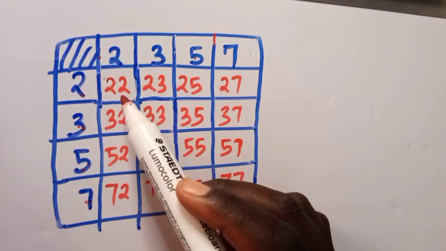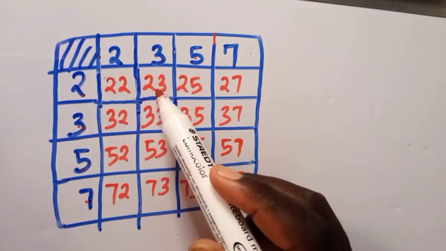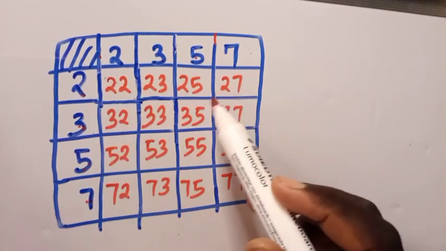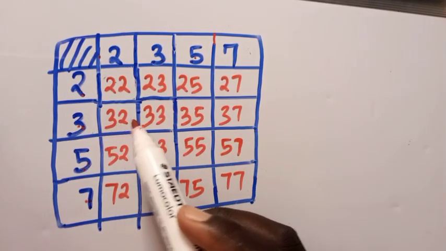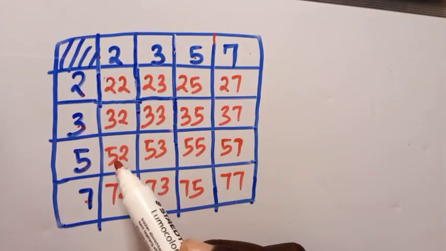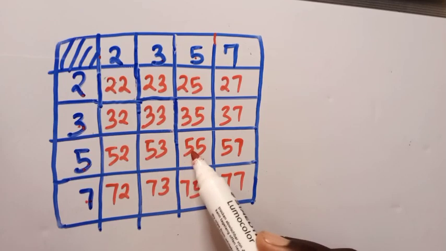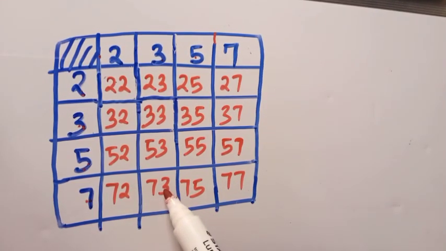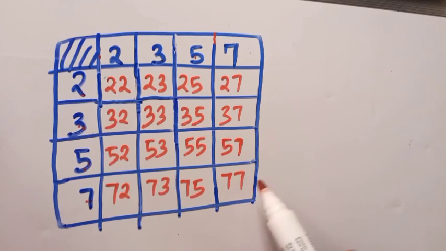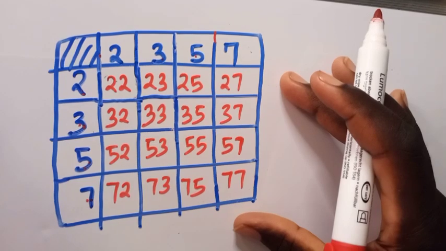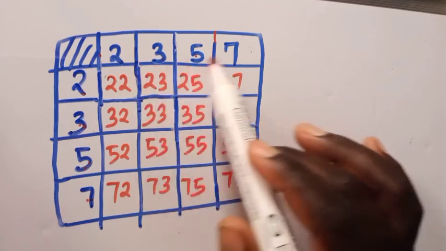The possible outcomes are 22, 23, 25, and 27. That is the first row. Then another possible outcome is 32, 33, 35, 37. Another possible outcome is 52, 53, 55, 57. And the last possible outcome is 72, 73, 75, and 77. Those are the possible outcomes that we have when we form a two-digit number from the first four prime numbers.